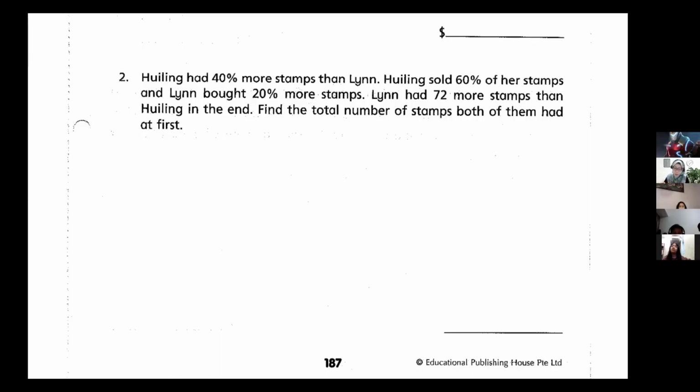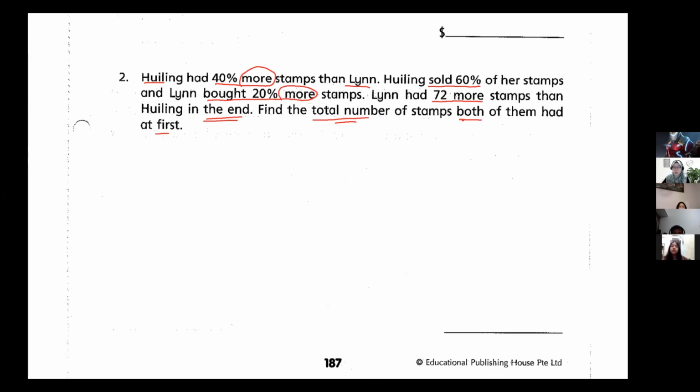Okay, so this question: Hui Ling had 40% more stems than Lin. Hui Ling sold 60% of her stems and Lin bought 20% more stems. Lin had 72 more stems than Hui Ling in the end. Find the total number of stems both of them had at first.